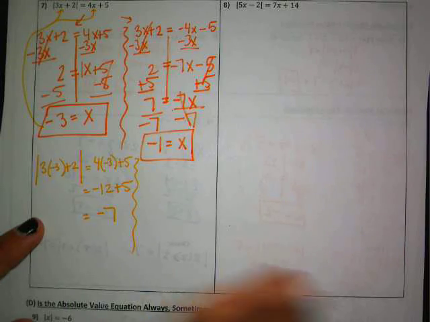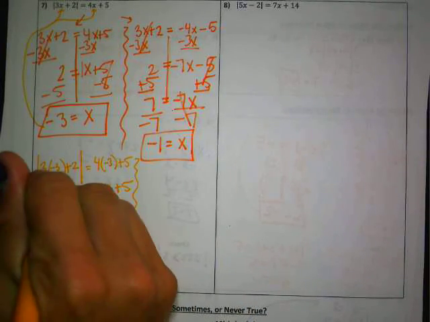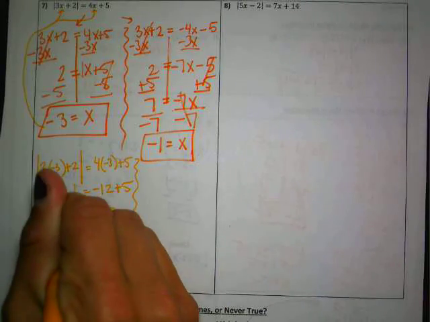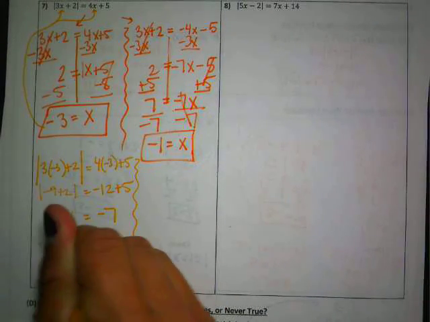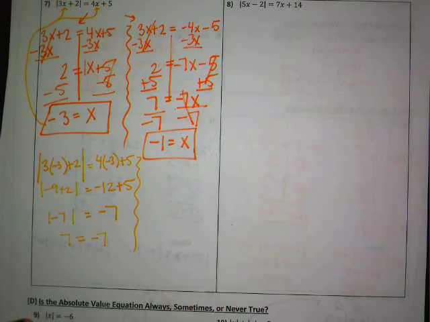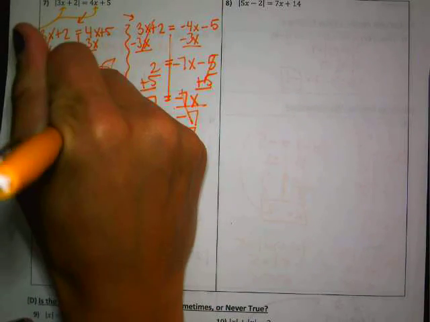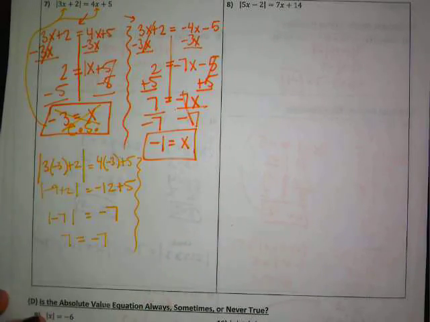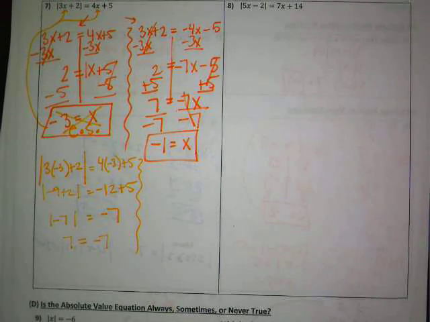If you worked it out, you still get the same thing. Negative 9 plus 2 is the absolute value of negative 7, which is 7, equals negative 7, which does not work. So negative 3 is called an extraneous solution. Put a little ES next to it, cross it out, something like that, so you signify that negative 3 does not work. E.S. means no.